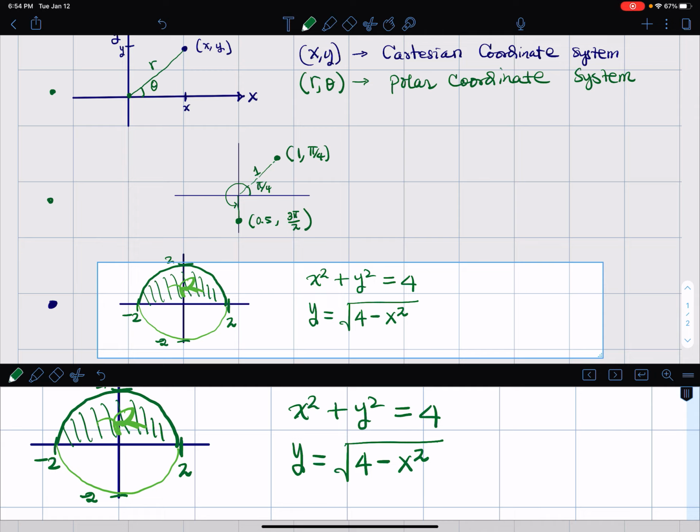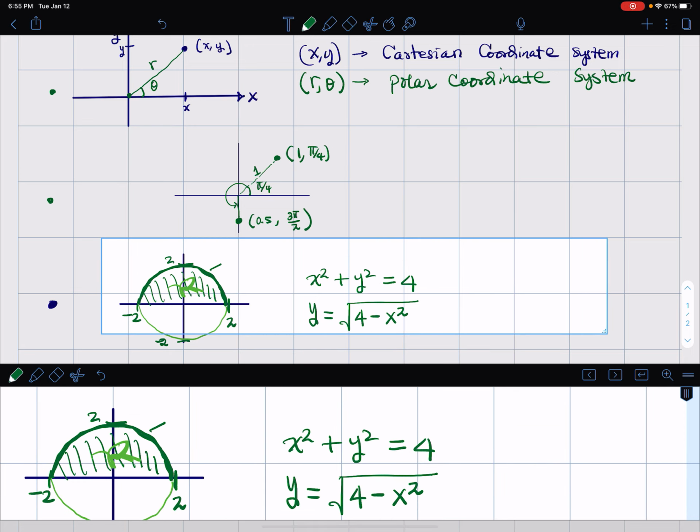But since we are looking at the top part, this is the part where y is positive. So we're just going to go with square root of 4 minus x squared. Okay? So we're looking at this line. The region is bounded by this curve, which is y equals square root of 4 minus x squared, and y equals 0.